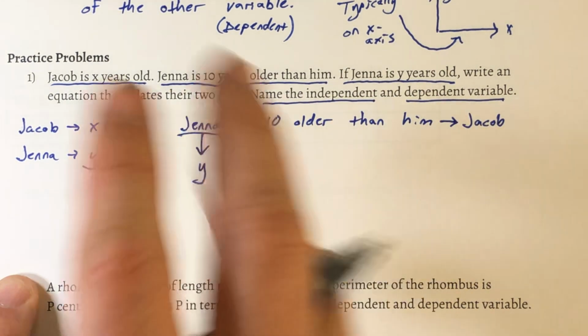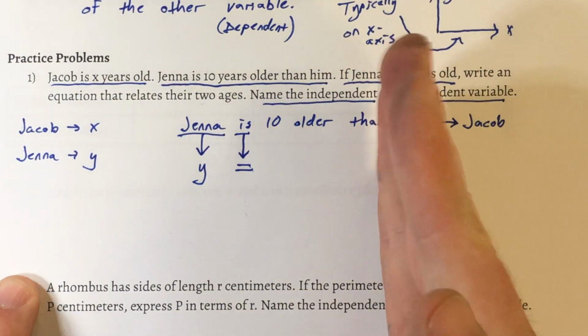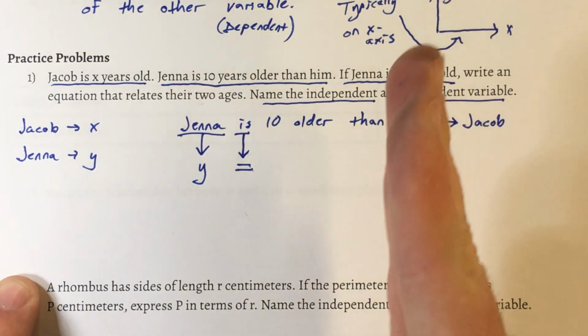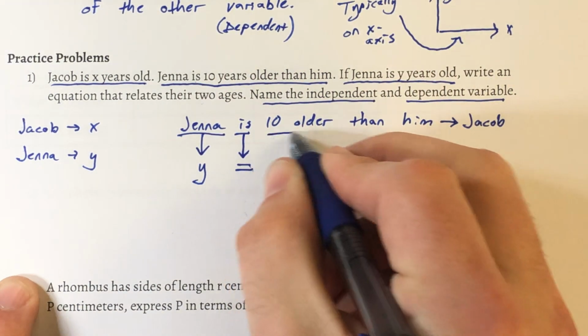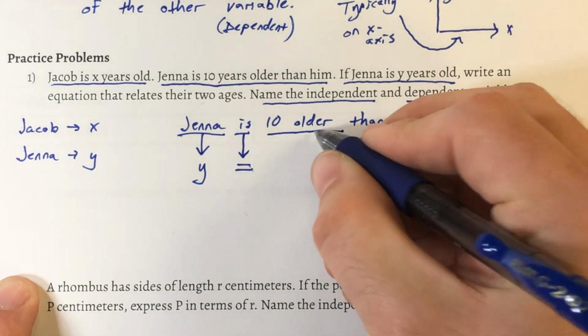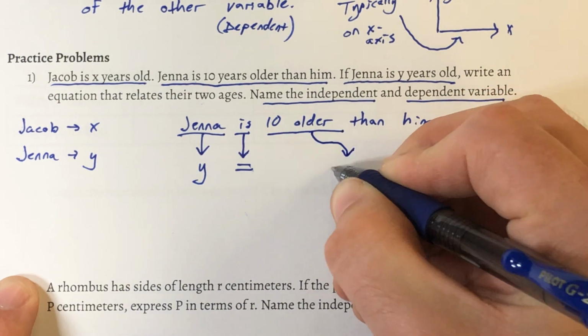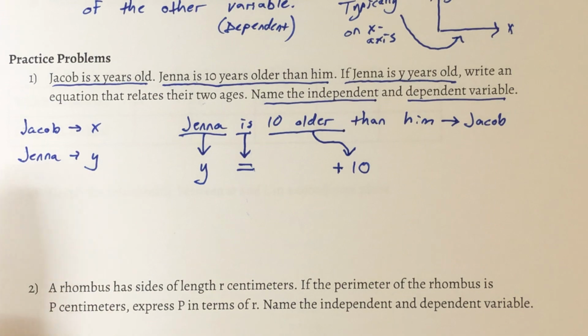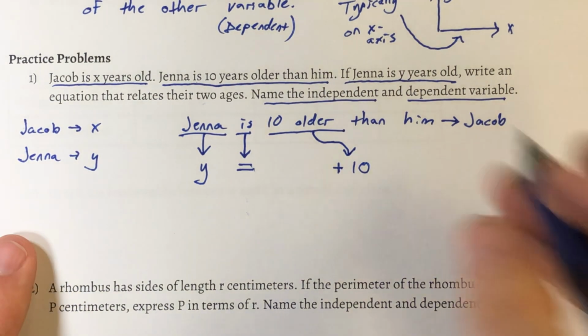Remember, equations, whatever is on the left is the same as on the right. So this is about Jenna. Jenna is Y years old. How old is Jenna? Well, she's 10 older. What does 10 older look like? 10 older means add 10 or plus 10, 10 more than someone. 10 more than who? Than him.